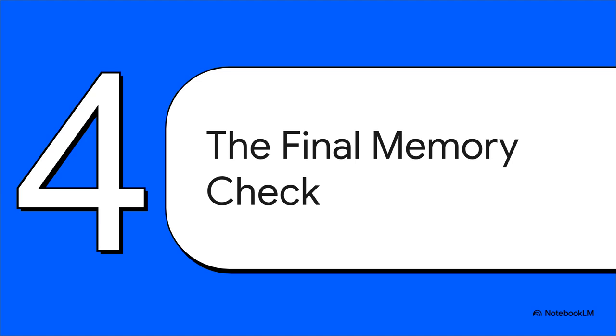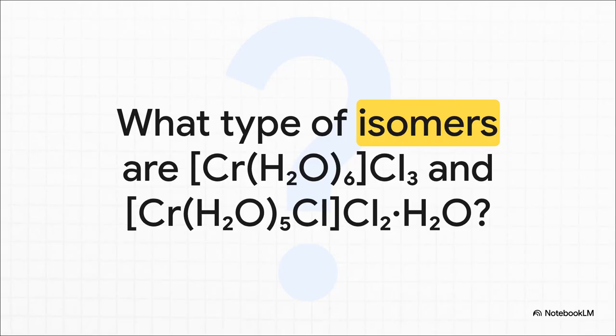Whew, we have covered a lot of ground. So now it is time to put that new knowledge to the test. Let's do a quick final check. You got this. All right, take a close look at these two formulas. They have all the same atoms, but they're definitely arranged differently. Pay close attention to where those water molecules and chloride ions are. So, what type of isomers are they?